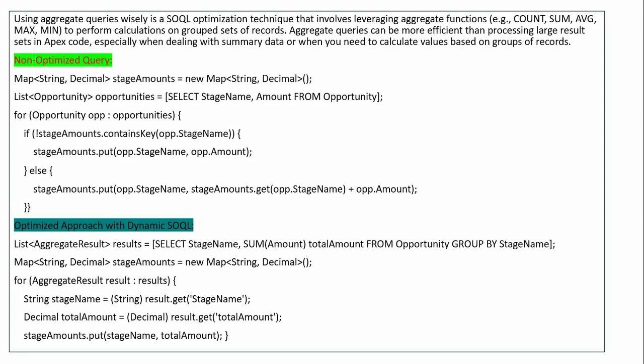Example scenario. Consider a scenario where you have a custom object named Opportunity and you want to calculate the total amount of opportunities for each stage. Non-optimized approach. In a non-optimized approach, you might retrieve all opportunities and then iterate through them in Apex code to calculate totals for each stage.